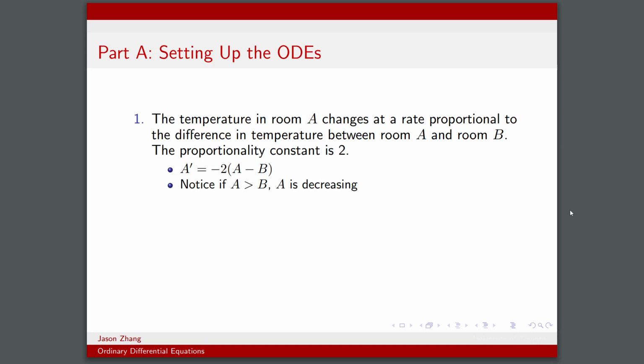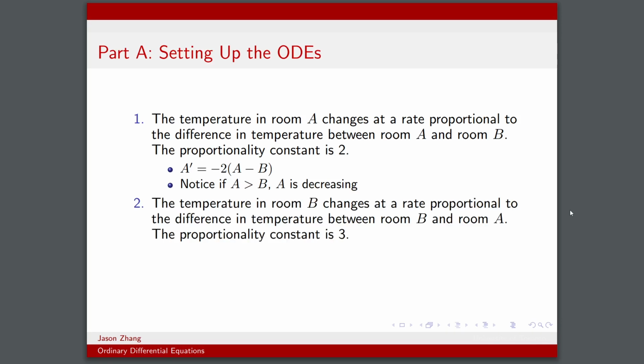And we know that our signs are correct because let's say A is greater than B. And remember, A and B are temperatures, which are functions of time. If A is greater than B, then that means A should be decreasing. And from a physical standpoint, this makes sense. The hotter room will lose thermal energy and it'll decrease in temperature, whereas the colder room will get warmer.